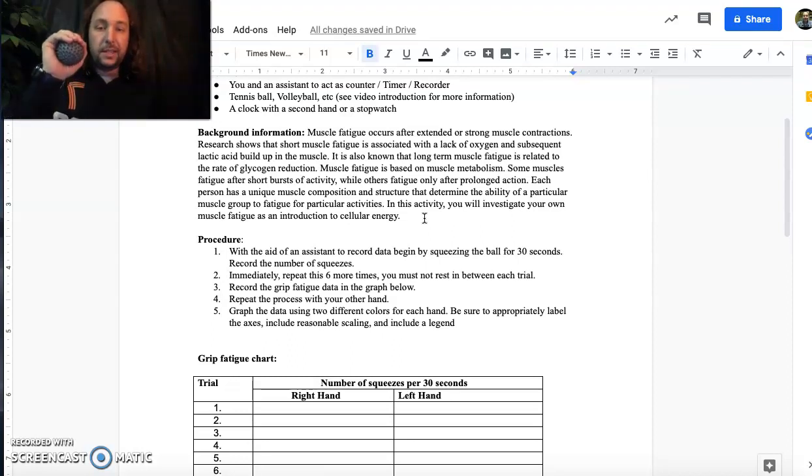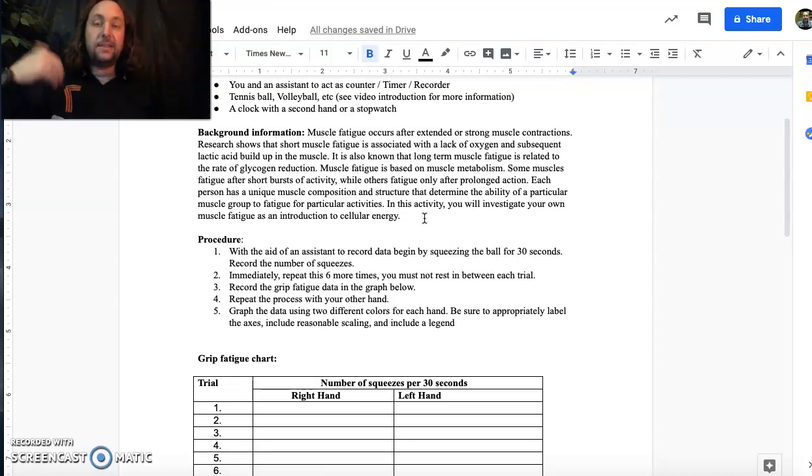When they say begin, you're going to hit the start, and you're going to squeeze as fast as you can, counting the number of times that you squeeze it for 30 seconds. And when the timer hits 30 seconds, your assistant will write down how many times you squeezed the ball. So you've got to keep counting. Now, you don't stop. Immediately you can pause for a moment to say the number and then restart your counting.